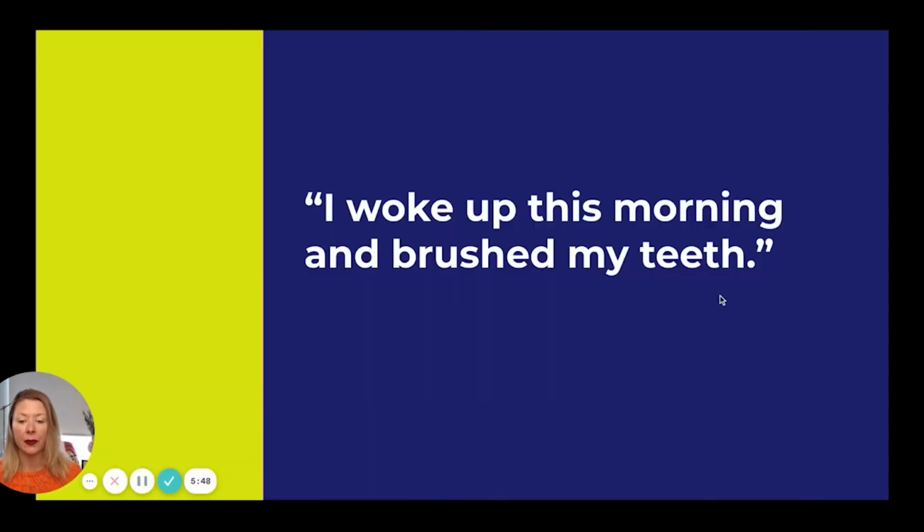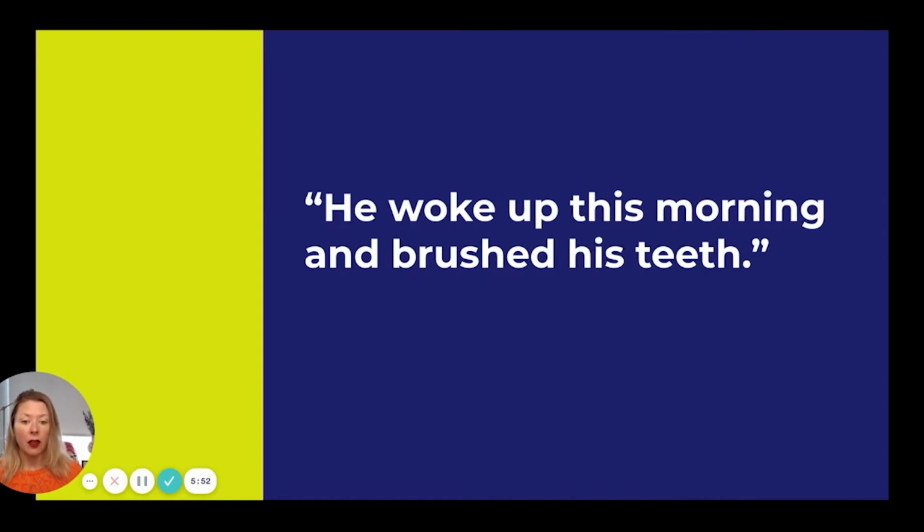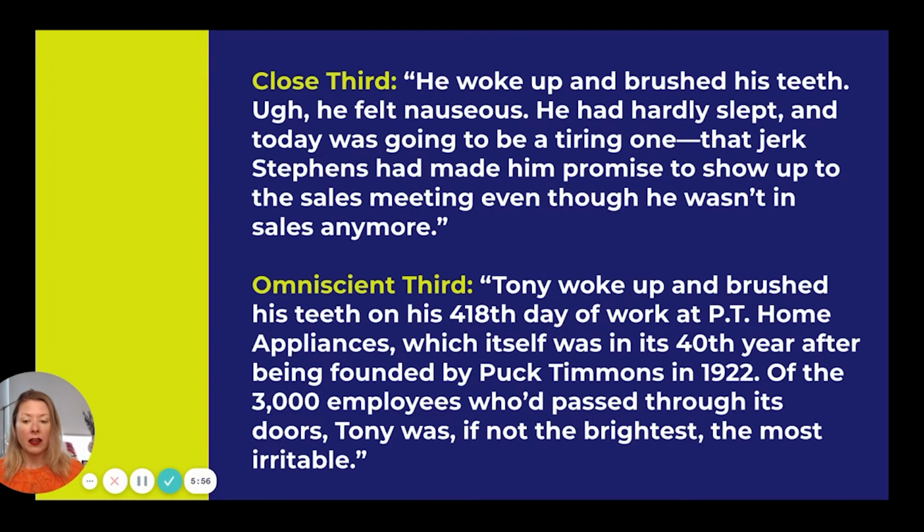So just to recap, first person is I woke up this morning and brushed my teeth. Third, he woke up this morning and brushed his teeth. And then if we look at the difference between close and omniscient third in a little more detail, here's an example. Close third would be a paragraph like this that I just wrote prior to recording to give you an example. He woke up and brushed his teeth. He felt nauseous. He had hardly slept, and today was going to be a tiring one.